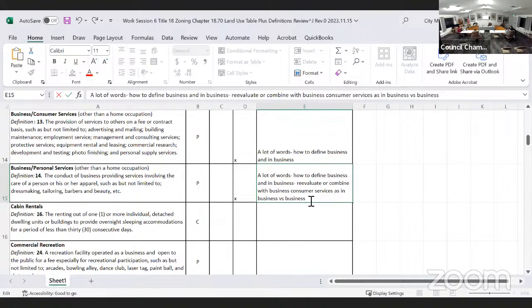Anything else for business personal services? I do think we should evaluate the definitions. I also do think that businesses should be permitted in the commercial business district. Yes, so keeping them as permitted the way they are. Anything for anybody online or anybody else in the room?